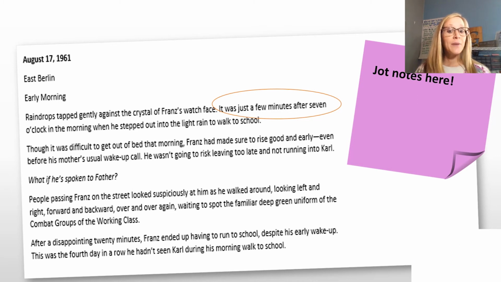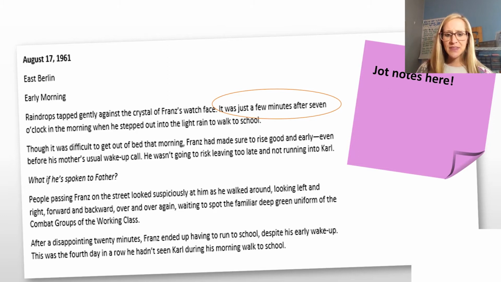Though it was difficult to get out of bed that morning, Franz had made sure to rise good and early, even before his mother's usual wake-up call. He wasn't going to risk leaving too late and not running into Carl. What if he'd spoken to his father? People passing Franz on the street looked suspiciously at him as he walked around, looking left and right, forward and backward, over and over again, waiting to spot the familiar deep green uniform of the combat groups of the working class. After a disappointing 20 minutes, Franz ended up having to run to school despite his early wake-up. This was the 4th day in a row he hadn't seen Carl during his morning walk to school.